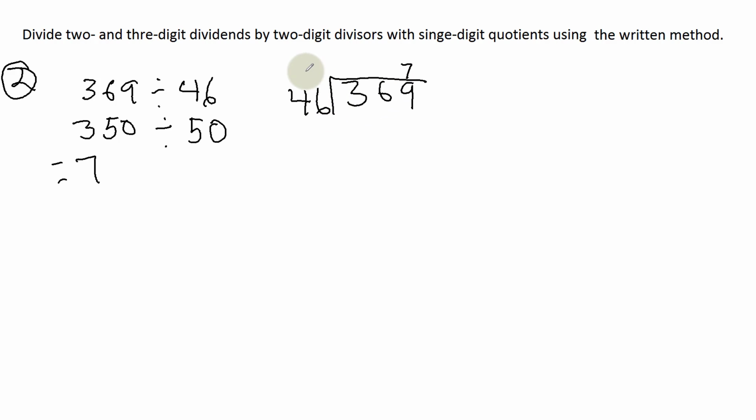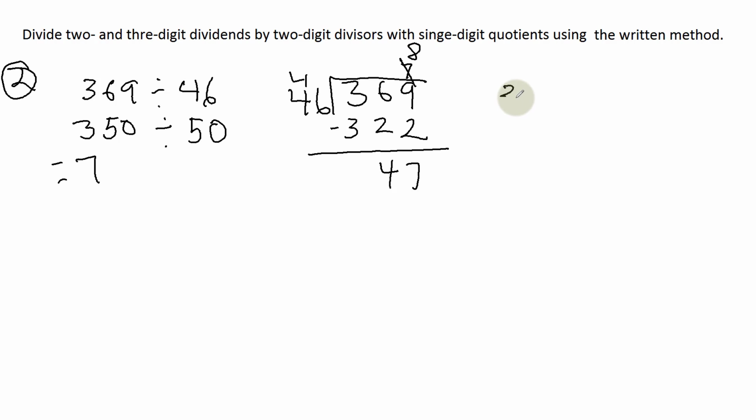7 times 6 is 42. 7 times 4 is 28. 28 plus 4 is 32. When we subtract that, we end up with 47. Now 47 is greater than 46, which means 7 is not an accurate estimate. We're going to go ahead and have to add 1 to that and make it 8.